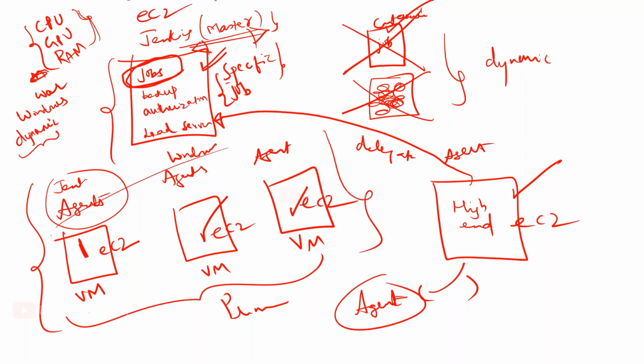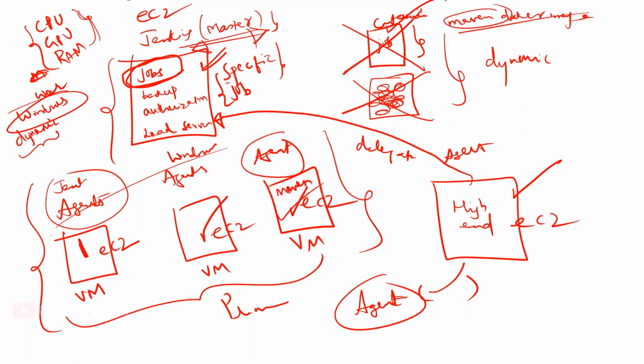Let's say a Maven based job. I don't want to install Maven on all the machines, so I'll dedicate an agent with Maven installed here. For all the Maven jobs, I'll run it here. Simple. Or, as an agent, I'll create a Docker container from the Maven Docker image. What is the use of taking the Maven Docker image? Because Maven is already installed in the Docker image. Then my Maven job can run in the container. When the job is done, it will automatically delete that container.